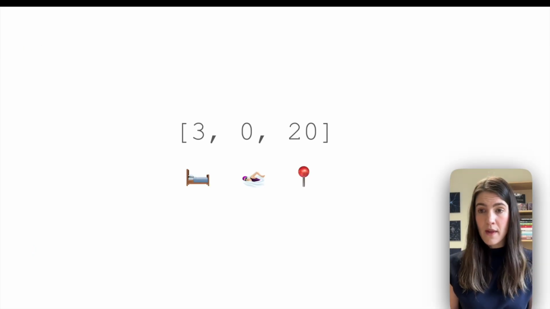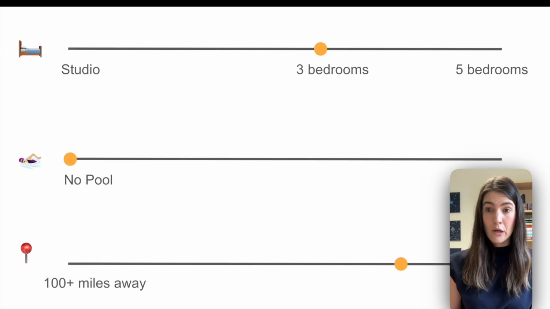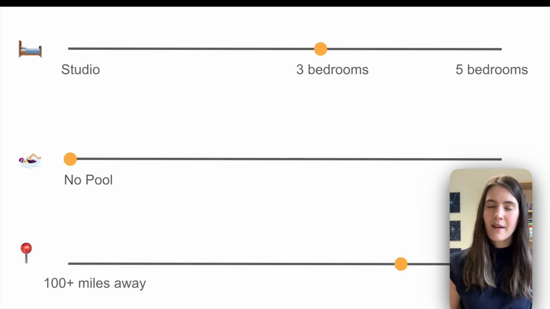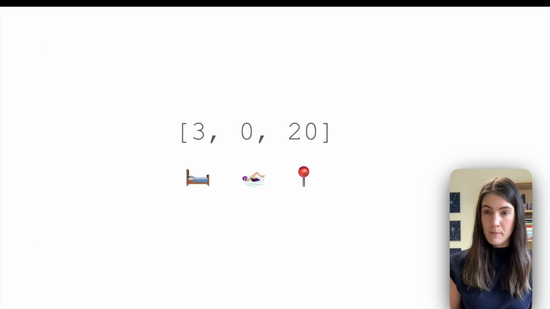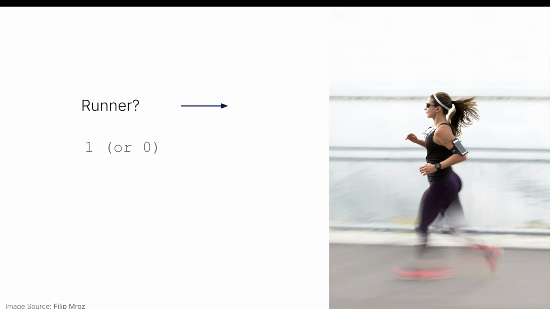So how we encode that into numbers for an AI to understand would be 3 representing the number of bedrooms, 0 meaning no pool, where 1 is pool, and then the miles away from the beach, which are 20 miles. And this is a vector composed of 3 different components that all represent that particular house. Let's look at some more examples. If you wanted to encode whether or not you're a runner, you could encode runner as 1 and non-runner as 0.